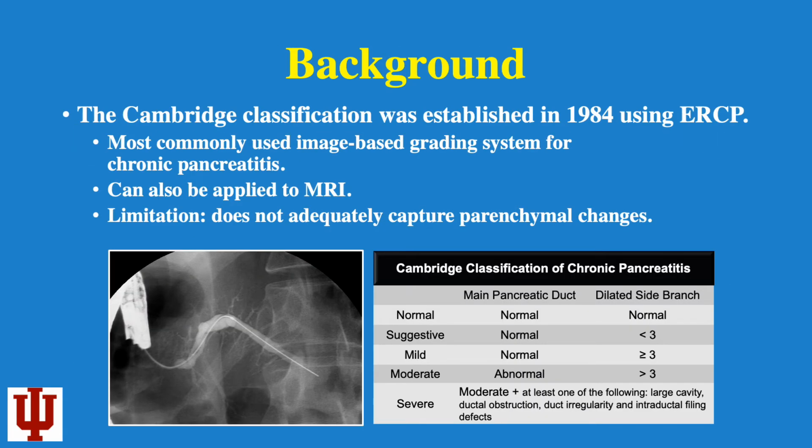The Cambridge classification was developed in 1984 using ERCP for the diagnosis of chronic pancreatitis based on morphological changes in the pancreatic ducts. Recent guidelines by the American Pancreatic Association have recommended translational use of the Cambridge classification for CT and MRI or MRCP interpretation. Early chronic pancreatitis is associated with parenchymal findings, which often precede ductal changes, but these clinically significant parenchymal findings are noticeably absent from the Cambridge classification and are not featured in any other widely accepted classification system.